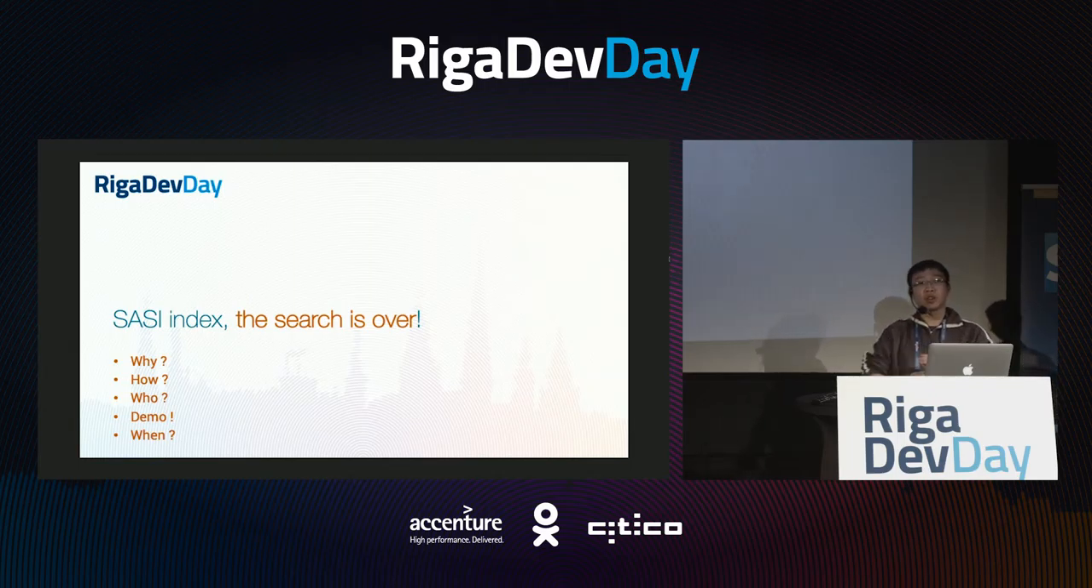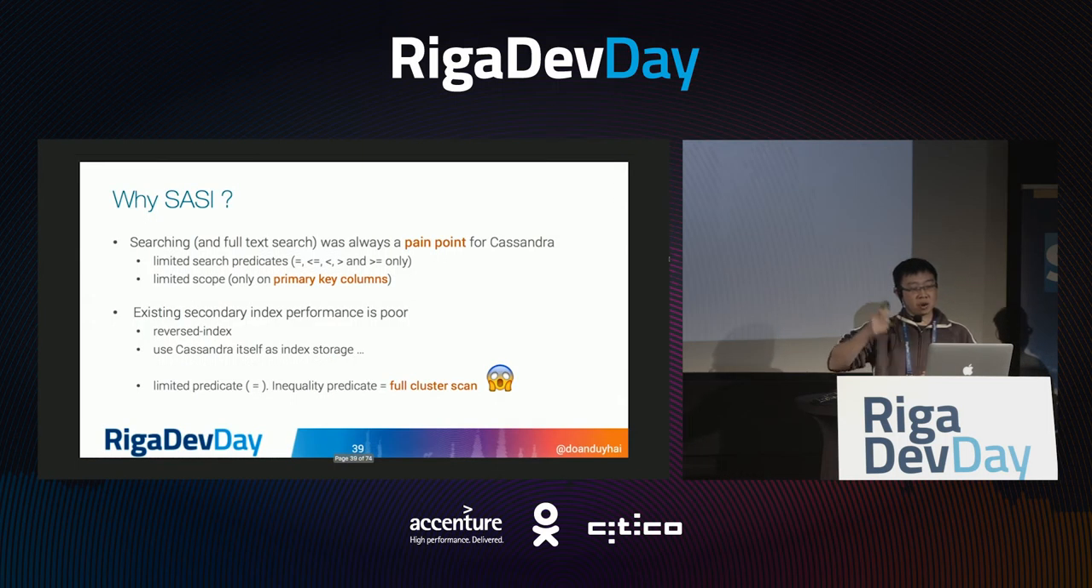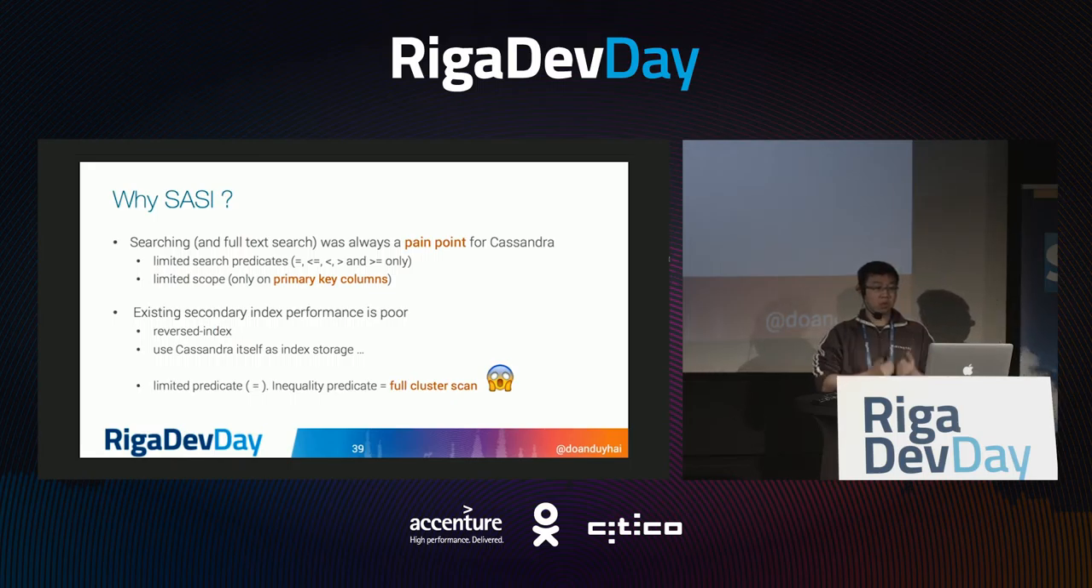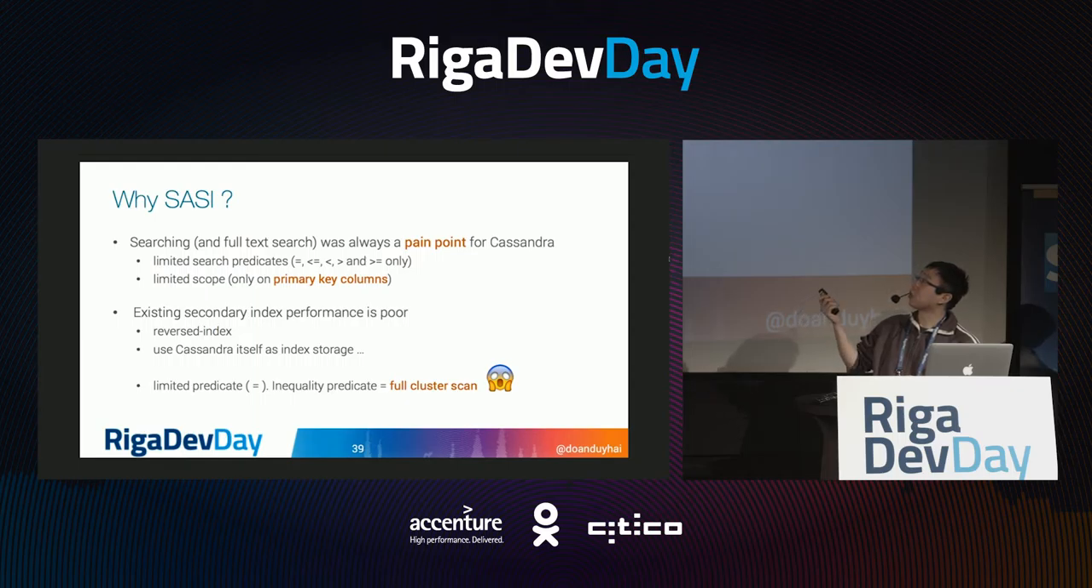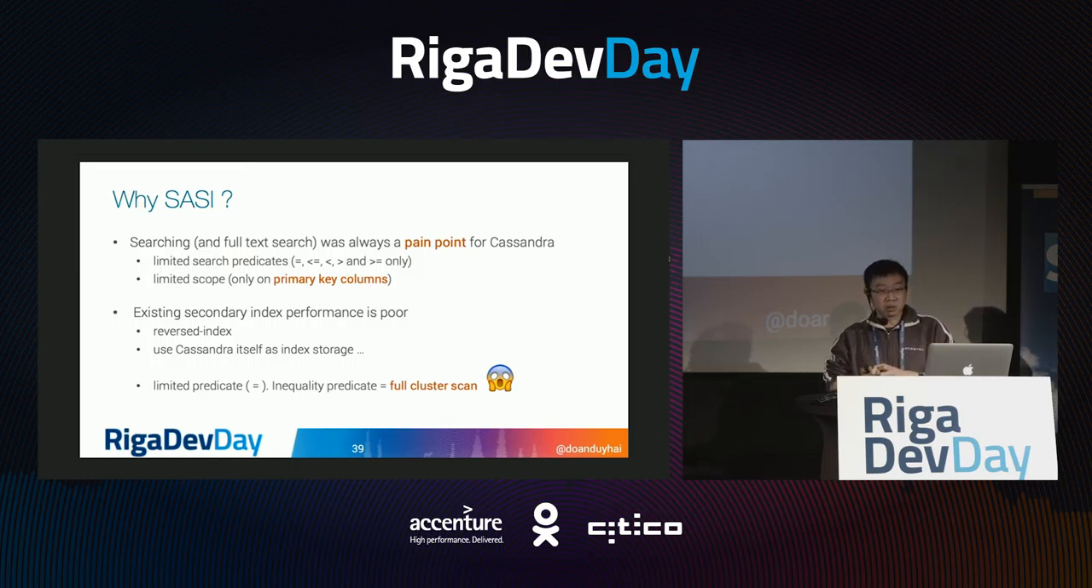SASI index. This one is really big. SASI means SSTable Attached Secondary Index. So why SASI? Searching and full text search was always a big pain point with Cassandra. You have limited search predicates. For example, you are limited to equality and inequalities only. Limited scope for your search. You can only search on primary key columns.